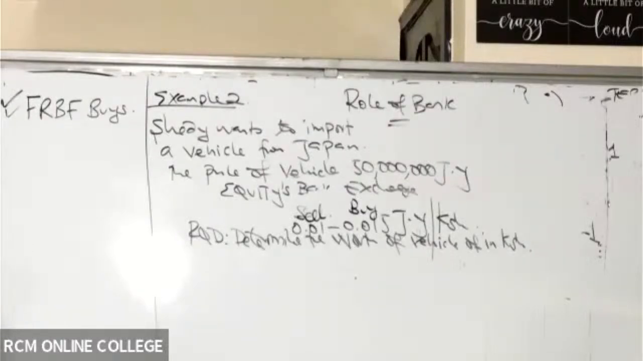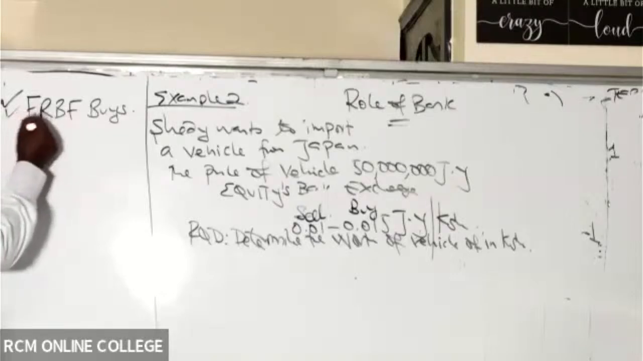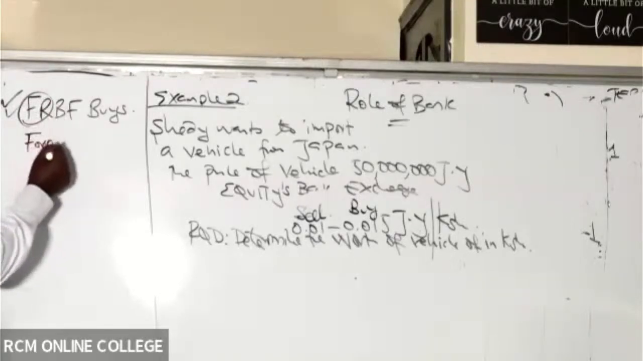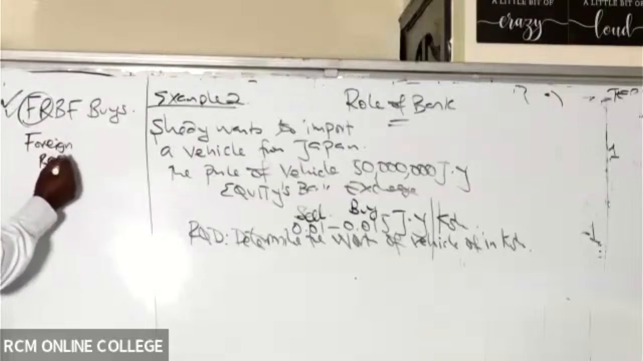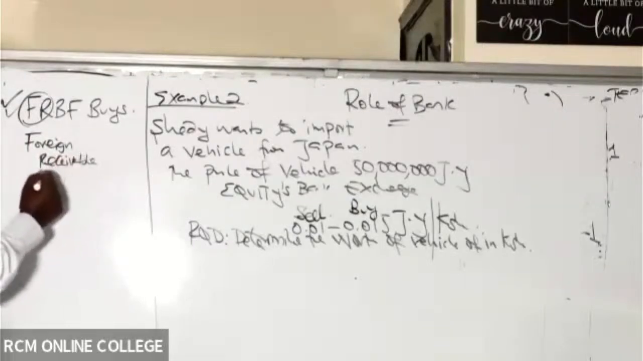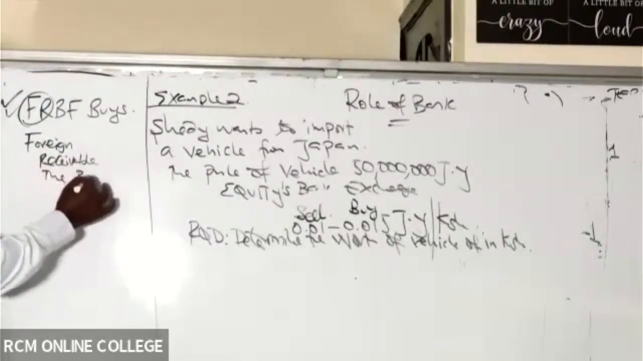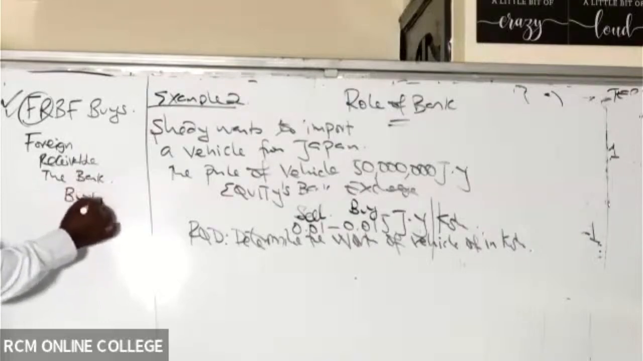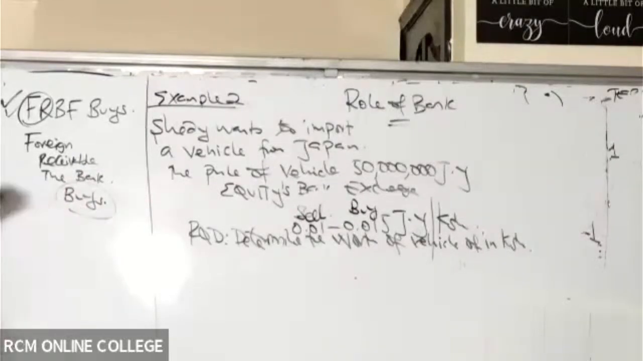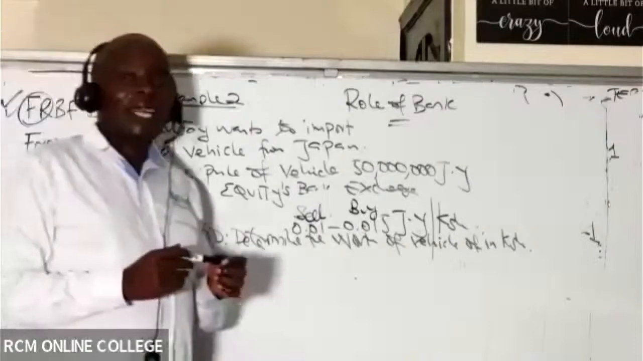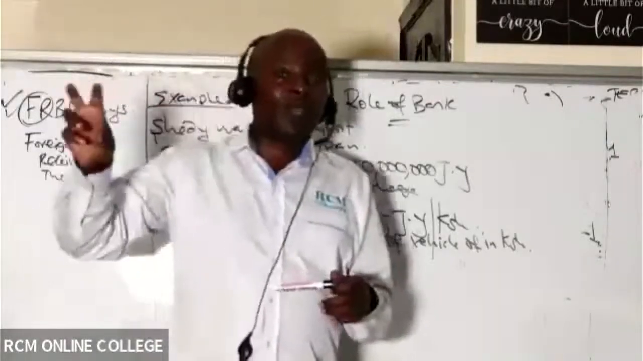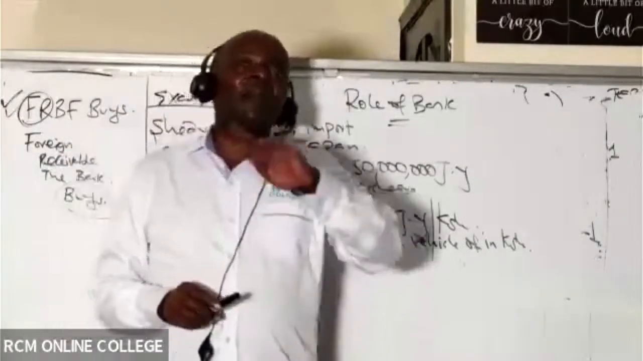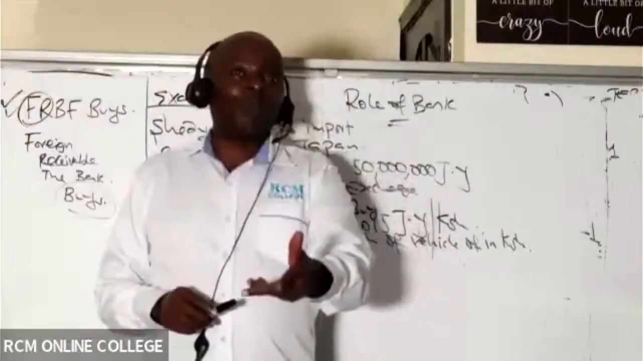So foreign payable, the bank sells; foreign receivable, the bank buys. They always buy dinner. And we shall be seeing later on that if it's a foreign receivable, the bank buys. So when you hear that Shedi is to receive foreign currency, you have to remember that very fast. It shall come out clearly when we go to the next topic called derivatives.